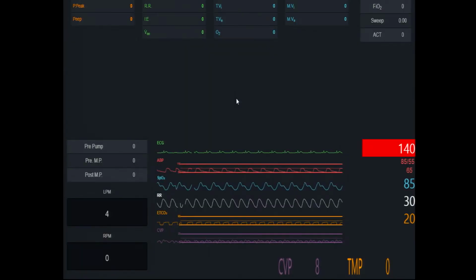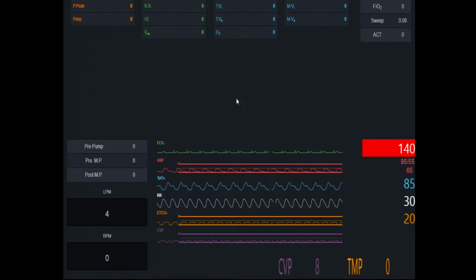Just to orient yourself, what you see on the screen: at the bottom will be your patient parameters. To the left of the patient parameters will be your ECMO parameters, flow, RPM, and the pressures. And on top, you have the FiO2, sweep and ACT. Any relevant X-ray, echo, or other parameters that you want to be shown will be shown at the center of the screen.